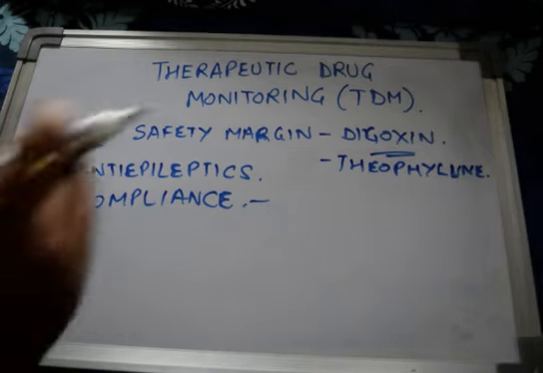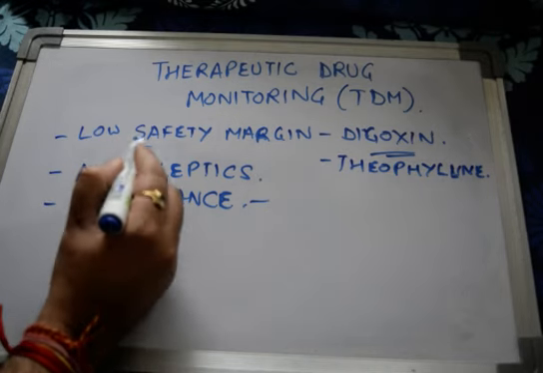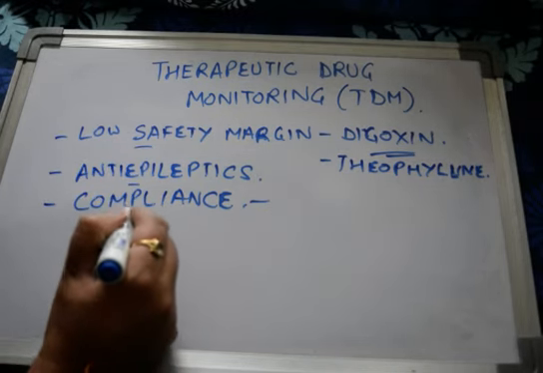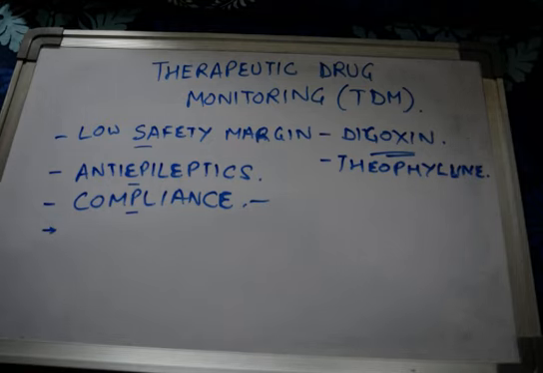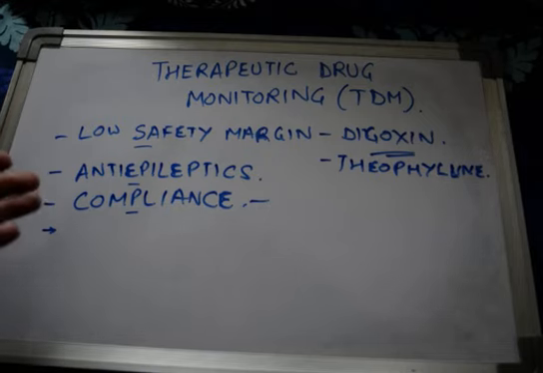So low safety margin, anti-epileptics, compliance, and where the therapeutic effect cannot be ascertained. For example, as I told you about antihypertensives, you can just see the effect, but in other cases you cannot say whether the effect is happening or not happening. So in that case, just as with anti-epileptics, you cannot quantify the effect actually.